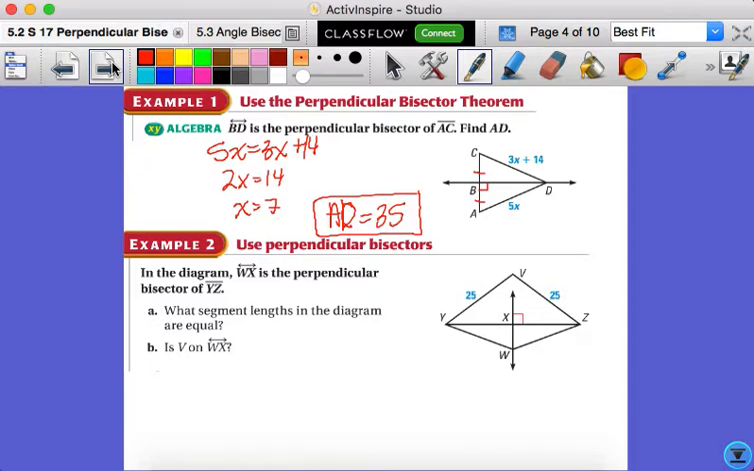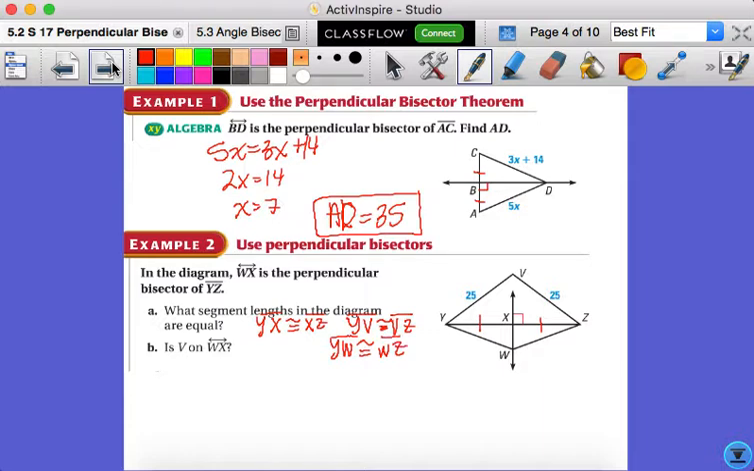The next example says, in the diagram, WX is the perpendicular bisector of YZ. So YZ is being cut in half. I might want to mark that here. What segment lengths are equal? So we know YX is congruent to XZ, and we know YV is congruent to VZ, because they show that both of those with the 25, as well as YW would have to be congruent to WZ.